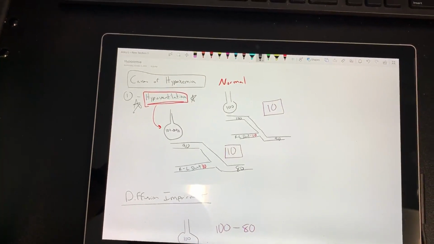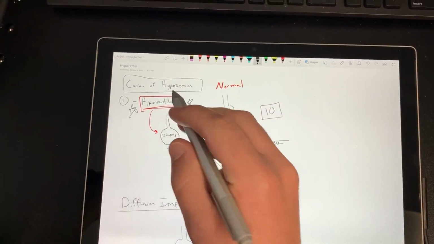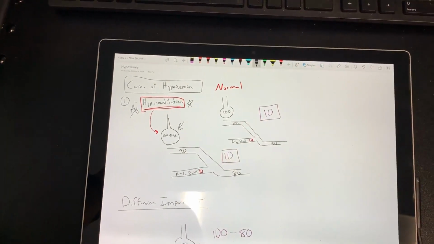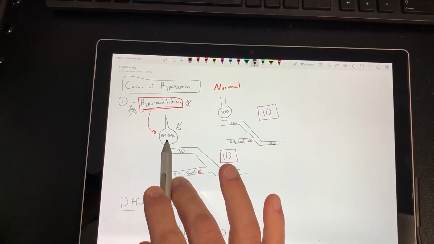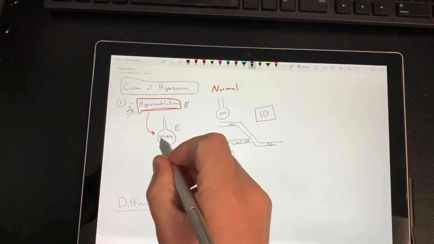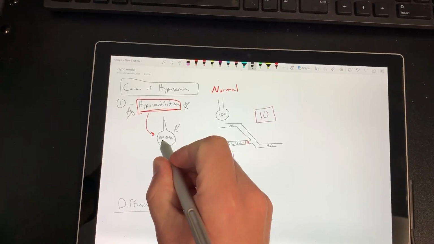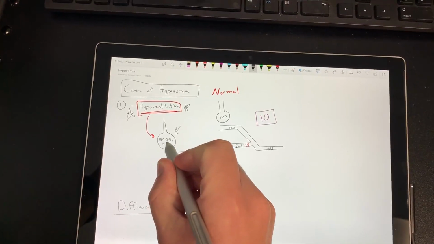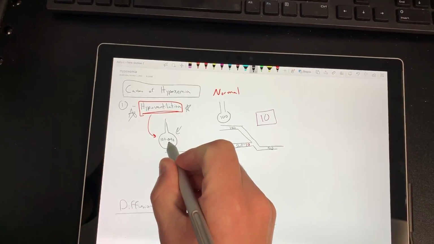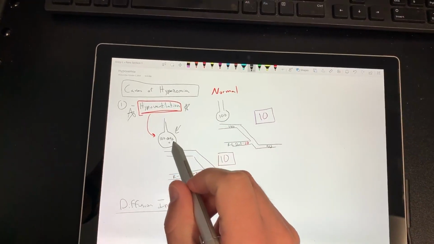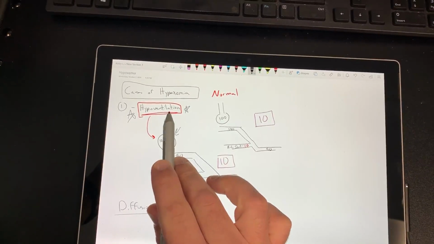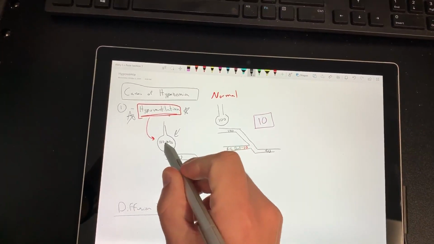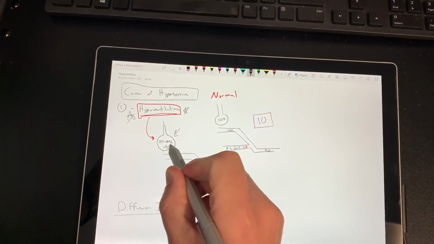Hypoventilation. So what we have here is a normal alveolus. If you're hypoventilating, you're not ventilating as much, and that will cause your alveolar PO2 to decrease. So I've got right here from 100 to 90. And it's not going to affect the AA gradient. Hypoventilation does not affect the AA gradient because instead of 100, you have 90 here.